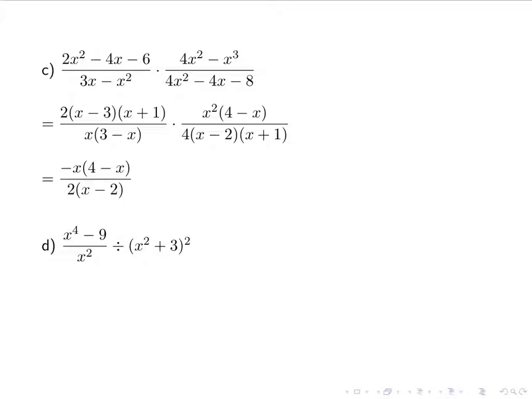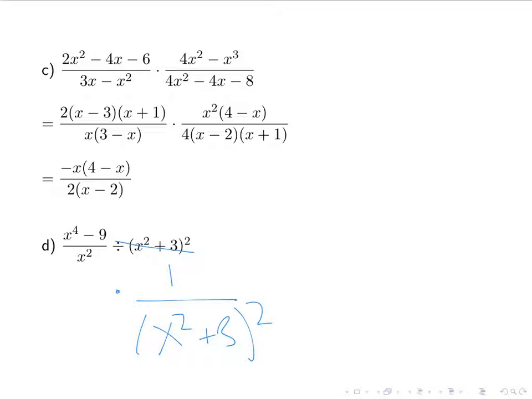And then for our last one, x to the fourth minus 9 over x squared, divided by (x squared plus 3) squared. Okay. So again, we have a division here. So instead of dividing by (x squared plus 3) squared, we're going to change that to multiplying by 1 over (x squared plus 3) squared.